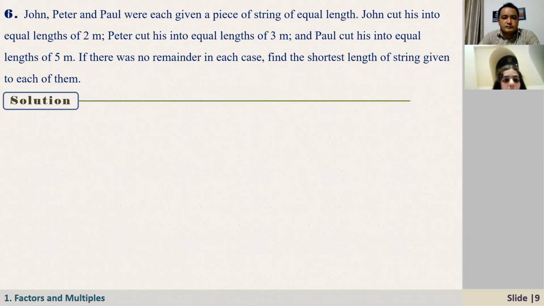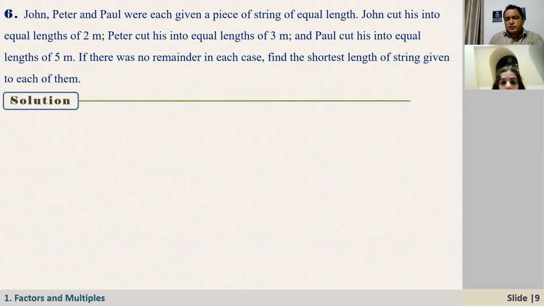John, Peter, and Paul were each given a piece of string of equal length. John cut his into equal lengths of 2 meters. Peter cut his into equal lengths of 3 meters, and Paul cut his into equal lengths of 5 meters. If there was no remainder in each case, find the shortest length of string given to each of them.